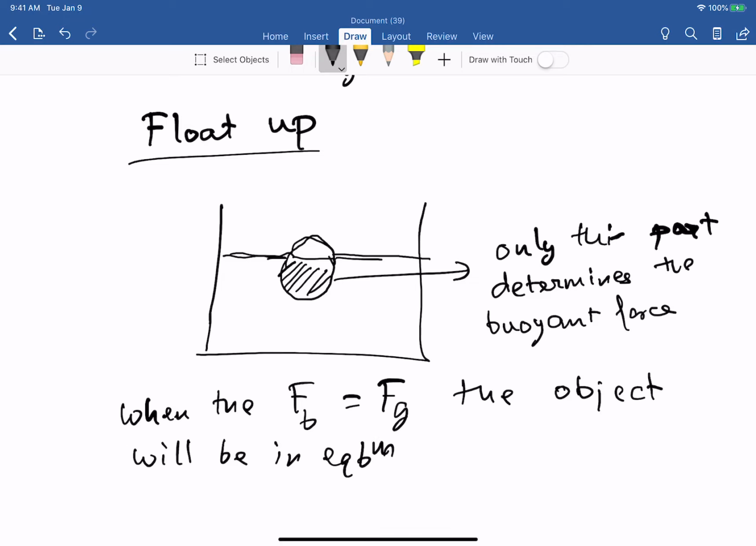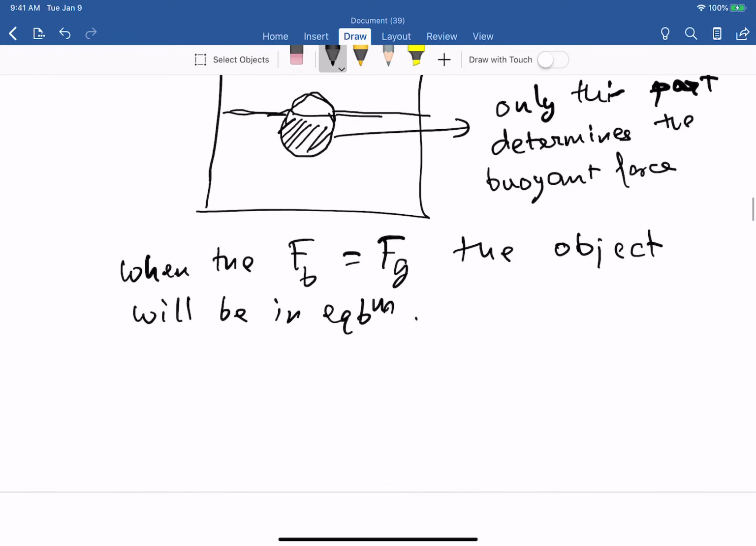It will continue to float with a part of it sticking out. Now we can easily calculate what part of it would be sticking out. So let's quickly do that calculation. Suppose the volume that's submerged is little v. Let little v be the volume submerged.